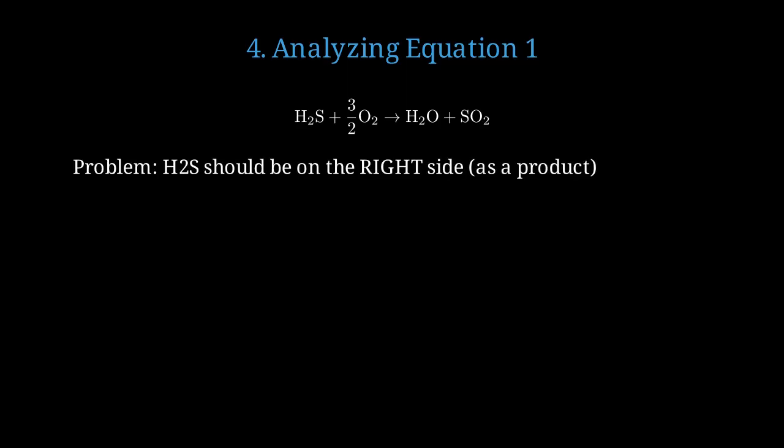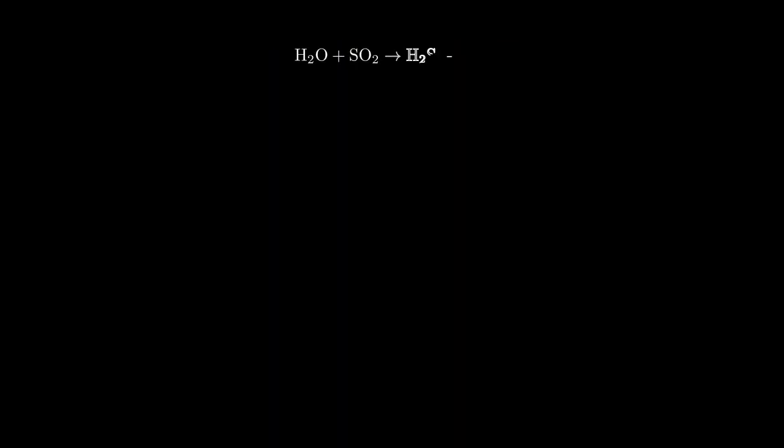Let's analyze our first equation and see how we need to modify it. Equation 1 has H2S on the left side. But in our target equation, H2S needs to be on the right side as a product. So we need to reverse this equation. After reversing, water plus sulfur dioxide produces hydrogen sulfide plus oxygen, and the enthalpy change becomes positive 563 kilojoules per mole.